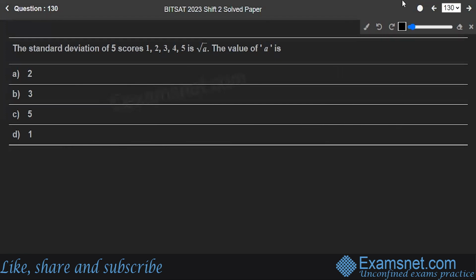Question number 130. This is the last question of the paper. The standard deviation of 5 scores, 1, 2, 3, 4, 5 is root A. Then you have to find the value of A. Super easy question for you. Now this asks to find the standard deviation. First of all, let's find the mean. This is given by 1 plus 2 plus 3 plus 4 plus 5 divided by the number of terms. So this is equal to 3.